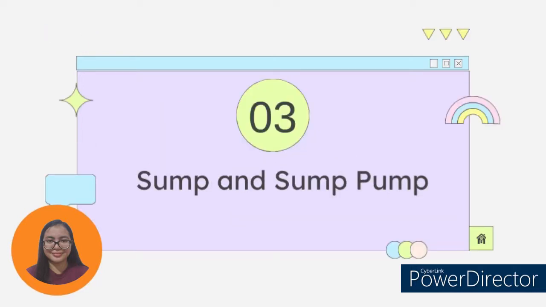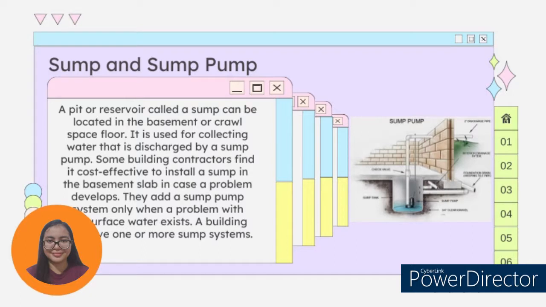First is the sump and sump pump. A pit or reservoir called a sump can be located in the basement or crawl space floor. It is used for collecting water that is discharged by a sump pump. Some building contractors find it cost-effective to install a sump in the basement slab in case a problem develops. They add a sump pump system only when a problem with subsurface water exists. A building can have one or more sump systems.